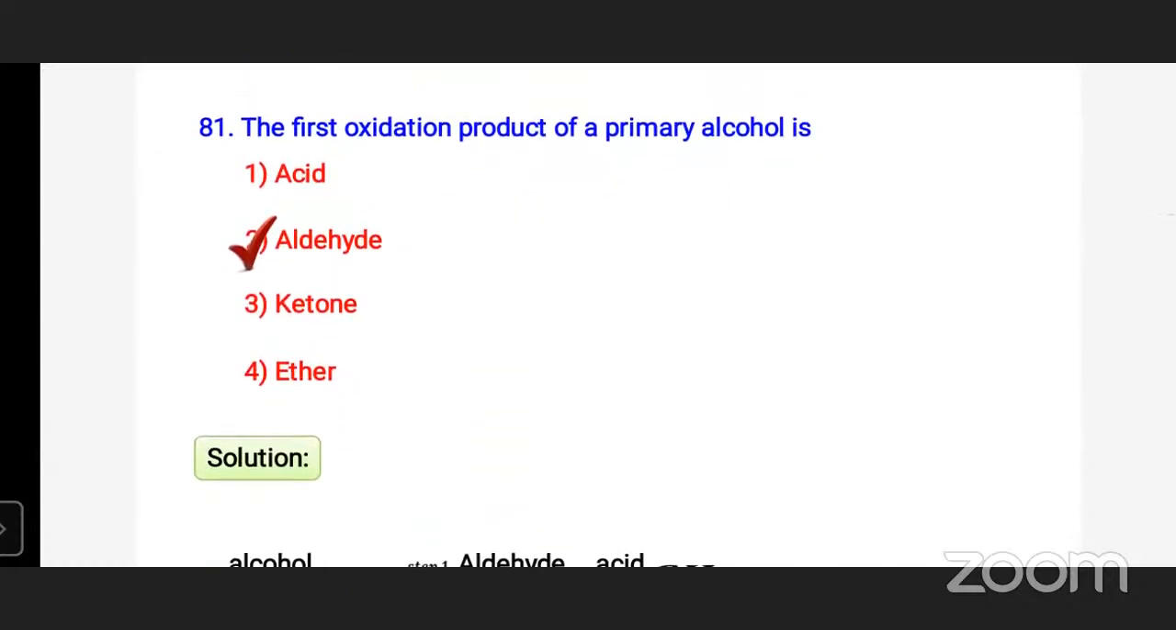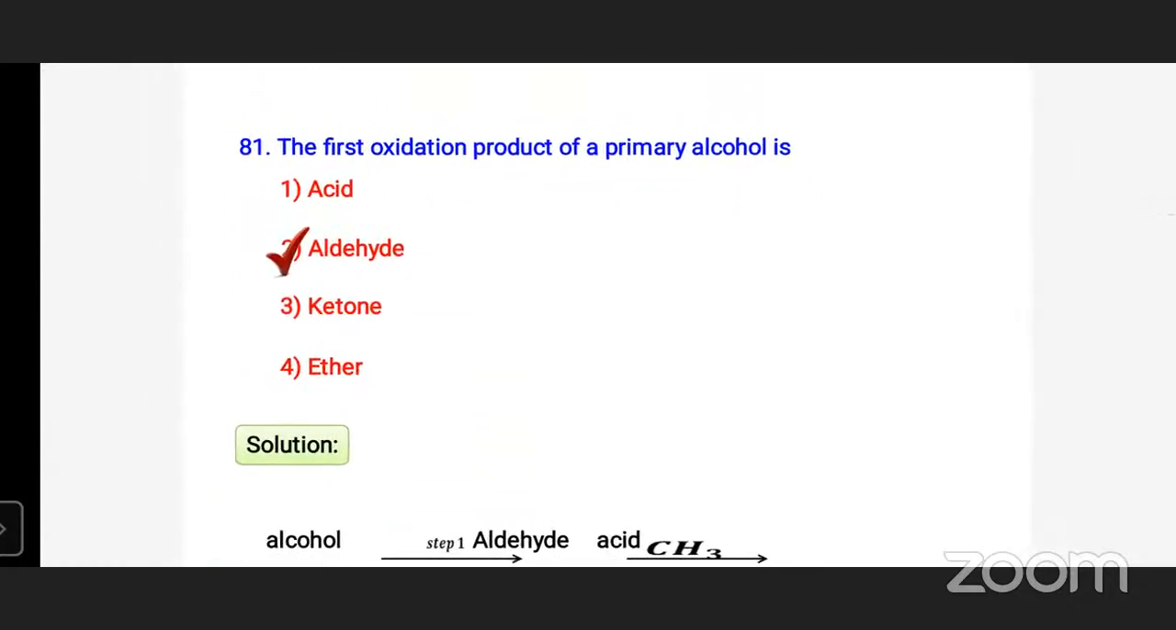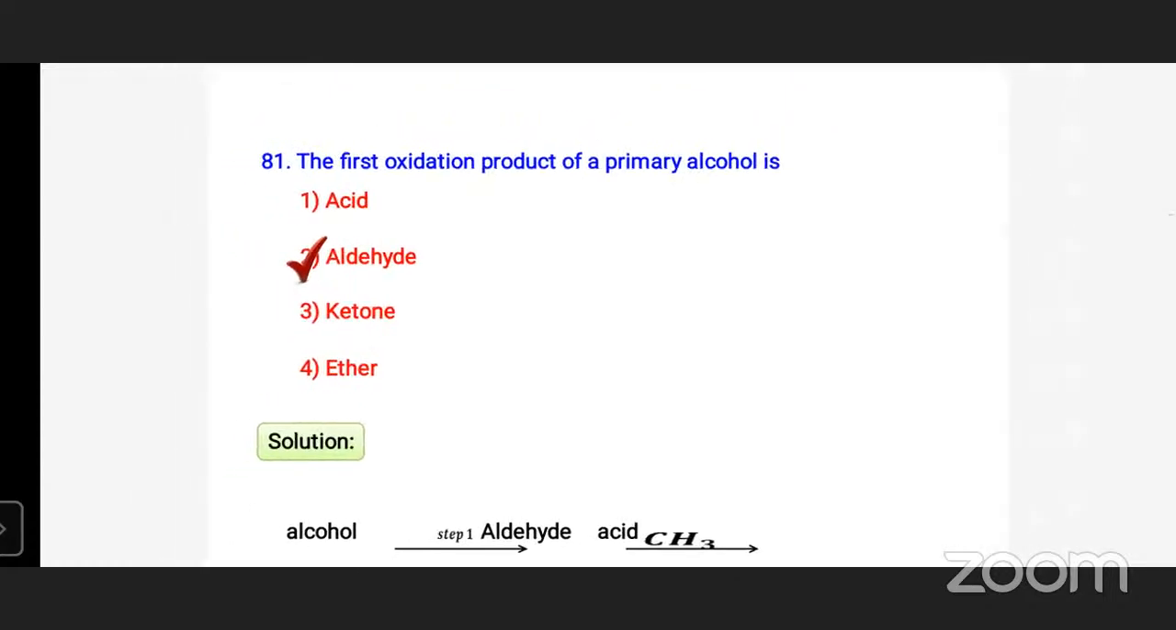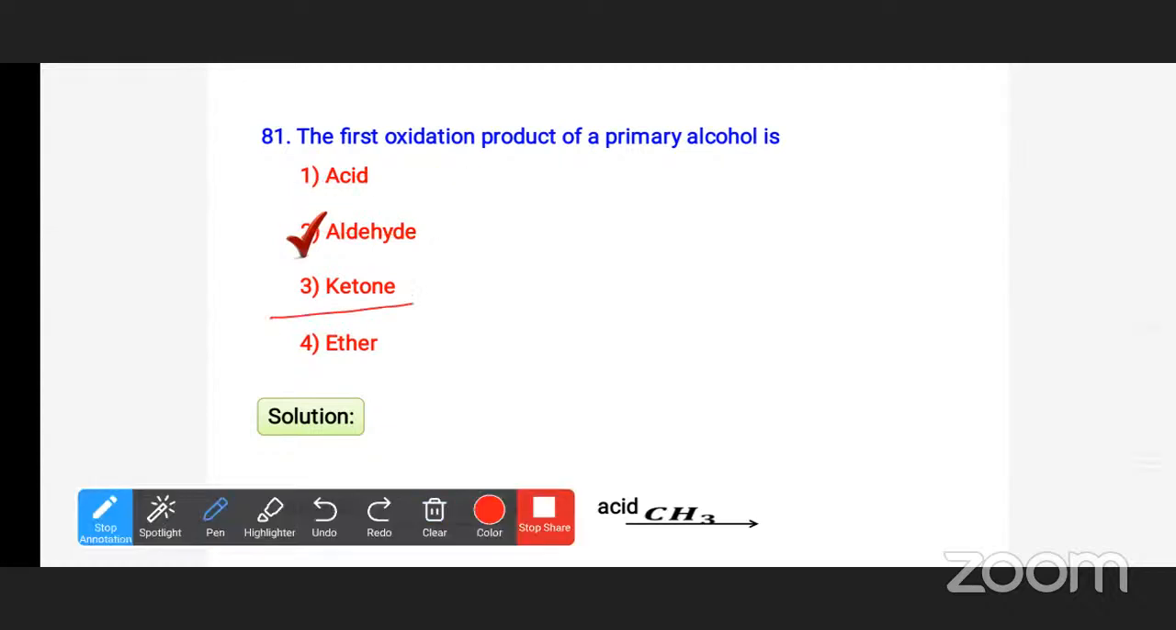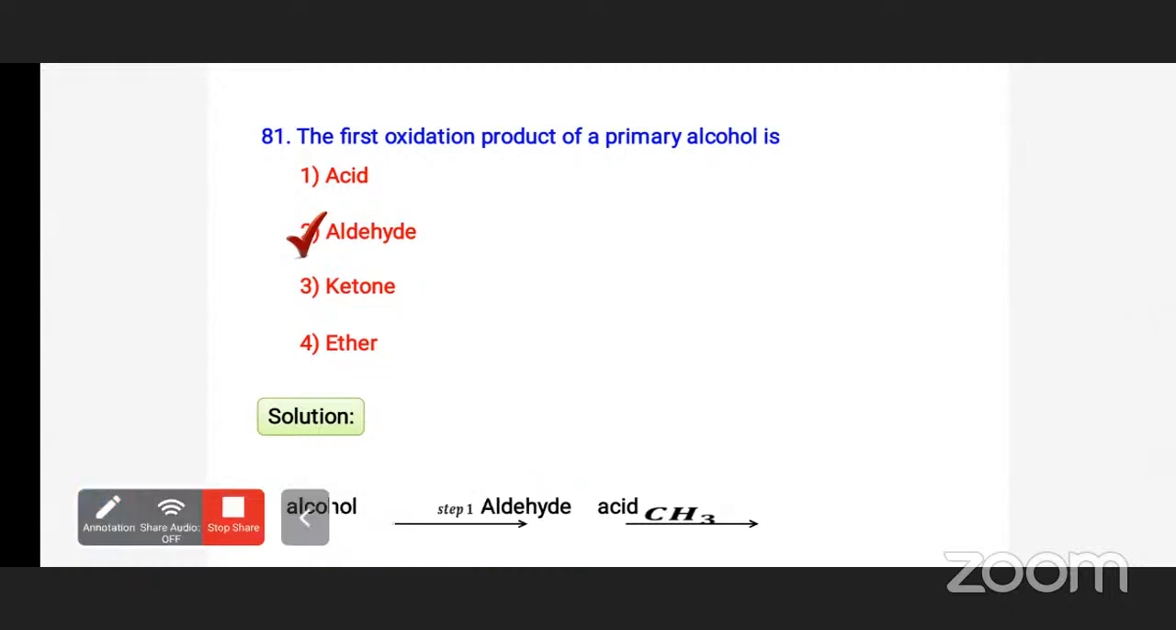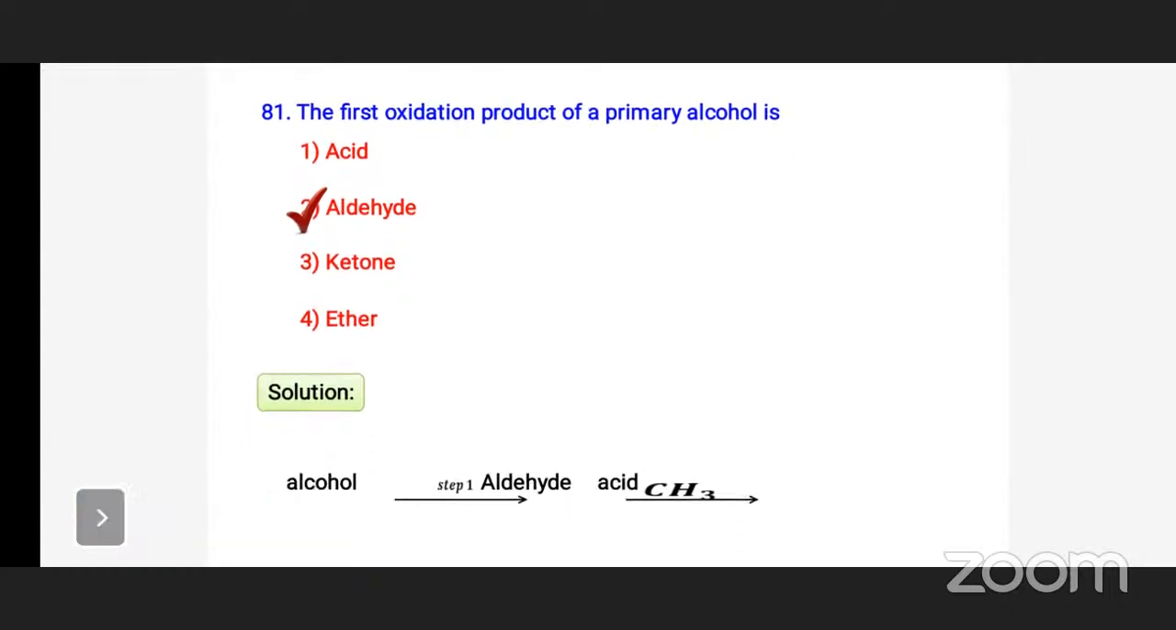The first oxidation product of primary alcohol is: number one, acid; number two, acetaldehyde; number three, ketone; number four, ethers. So alcohol, first step forms an aldehyde, then the next step is the acid. So acetaldehyde is the correct option.